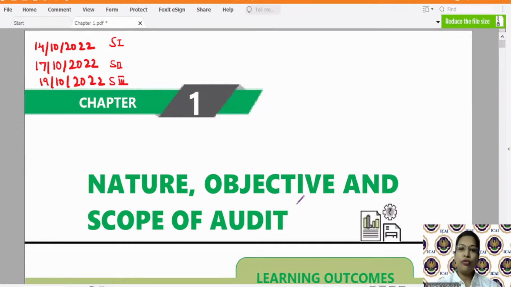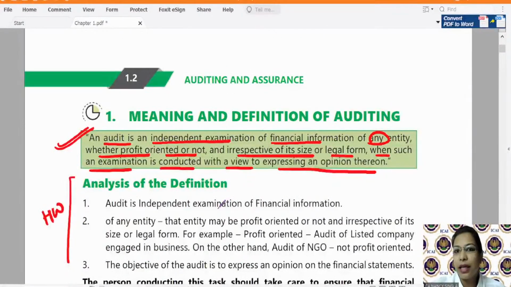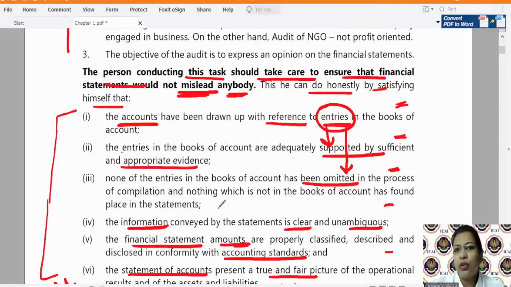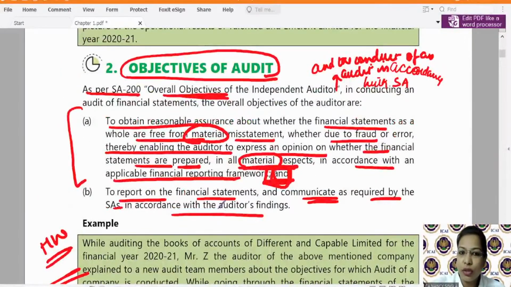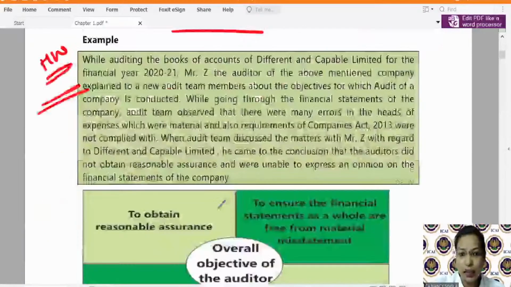Right? So, before starting with the topics which are left in chapter number 1, let us just quickly give 5 minutes to the topics that we have covered in the last 2 sessions. Okay? So, we started our discussion with understanding the meaning and definition of the term auditing. Then we did what an auditor should satisfy himself about in order to ensure that financial statements do not mislead anyone. Okay? We covered objectives of audit in terms of SA 200. What is the name of SA 200? Overall objectives of the independent auditor and the conduct of audit in accordance with standards on auditing.